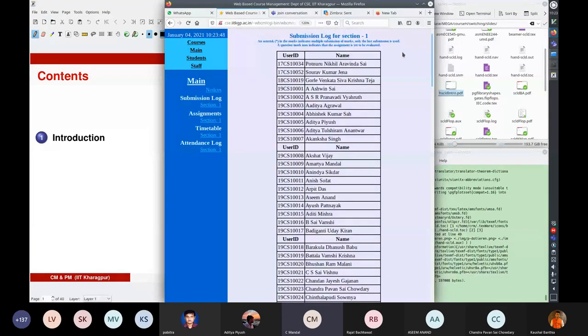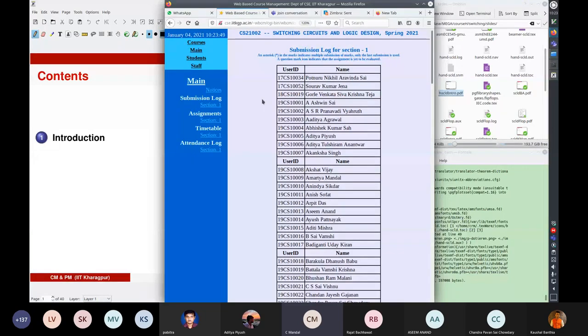Now, your roll number as shown over here is case sensitive. This is your user ID also, and your default password is user ID followed by 12. So if your roll number is 17CS10034, then you just append 12 to that to get your default password.